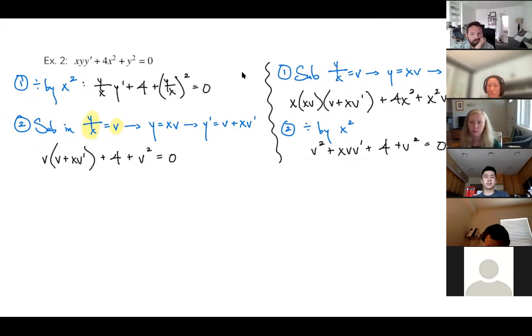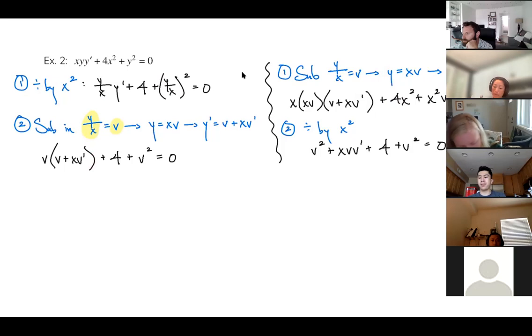I would practice a couple and see what you like better. If it's easier for you to think about what you want to divide by to get that ratio, do that first. But if you want to just substitute and then manipulate it after, you can also do that. Okay.